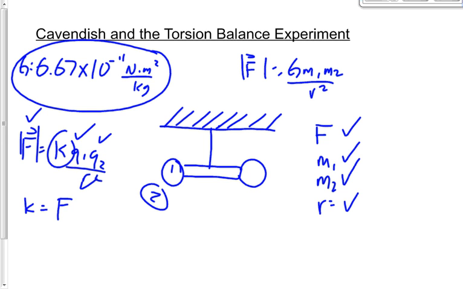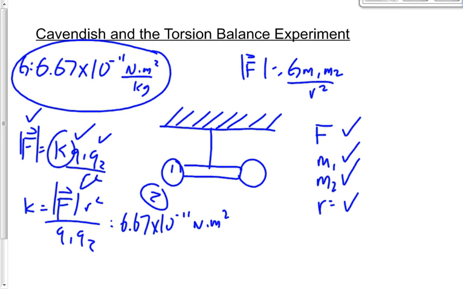F times r squared. R squared comes up by multiplying over q1 times q2. If you can find f and r and q, then plug them in and solve for k. When we do that, we end up getting that value for k of 6.67 times 10 to the minus 11 Newton meter squared per kilogram squared. Is that okay?